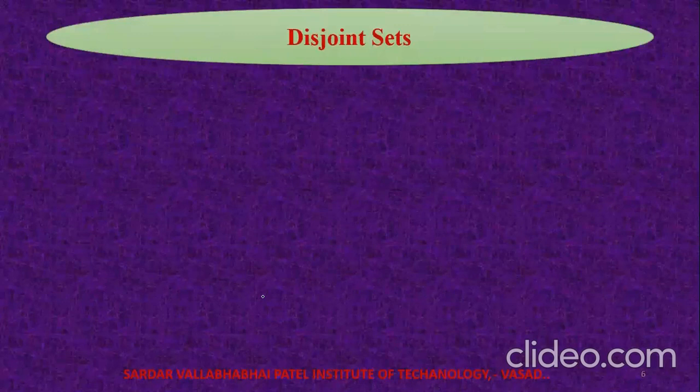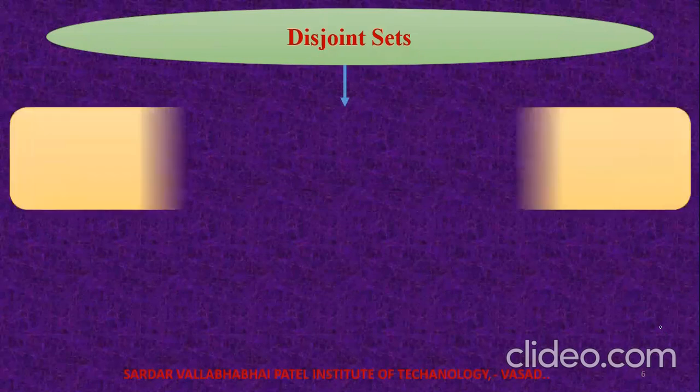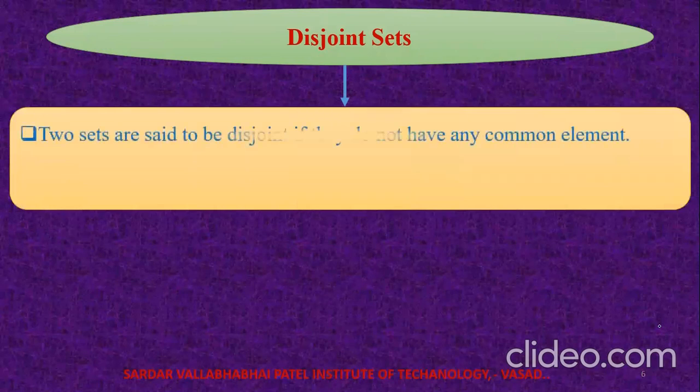Now the next classification of sets is the disjoint set. Disjoint, obviously the word means not joined. So what is the basic definition of the disjoint set? Two sets are disjoint if they do not have any common element.